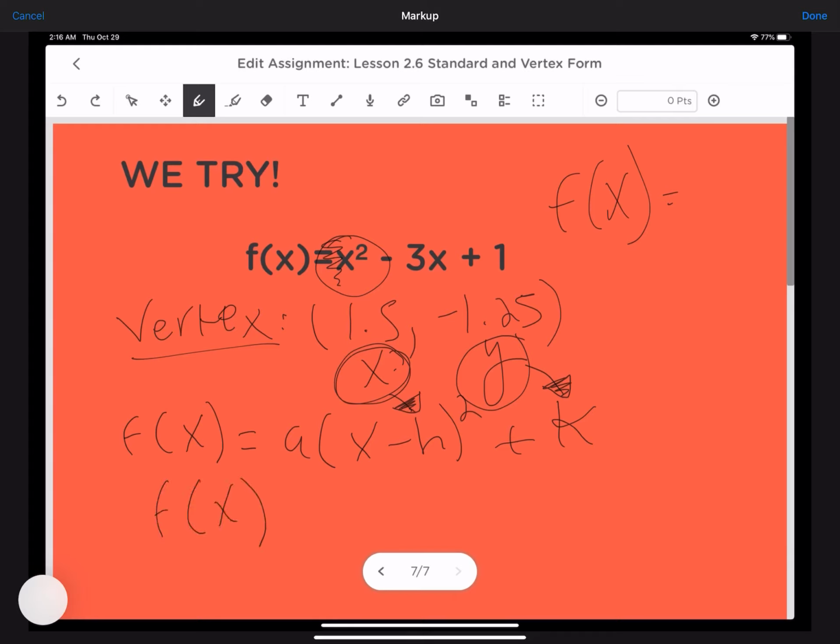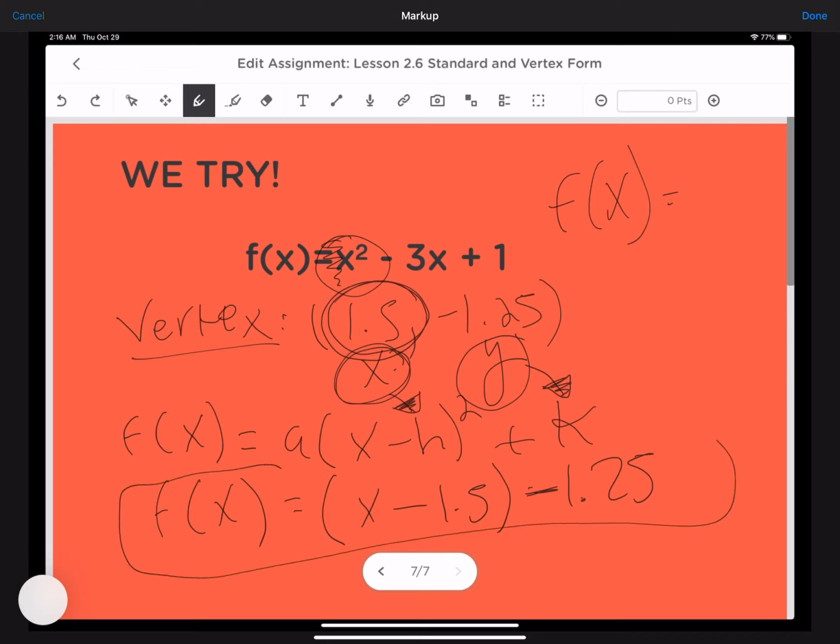So instead we have f of x equals x minus our h. But remember that it has to be the opposite of our x, right? So if I have a positive 1.5, it's actually going to be a negative 1.5. That is the only thing that changes. And then our k is our y, but our y remains the same. So it becomes negative 1.25, so we're just subtracting it. And so our vertex form is f of x equals (x minus 1.5) squared minus 1.25. Easy peasy.